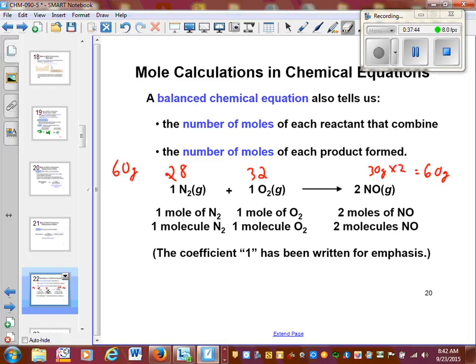The balanced chemical equation tells us the number of moles of each reactant that combine and the number of moles of each product formed. That's what the coefficients tell us. 1 mole of nitrogen reacts with 1 mole of oxygen to give us 2 moles of nitrogen monoxide. Chemicals react in moles, not grams. Normally you wouldn't put the ones in there, they would be understood.